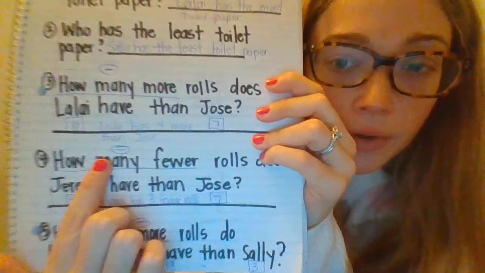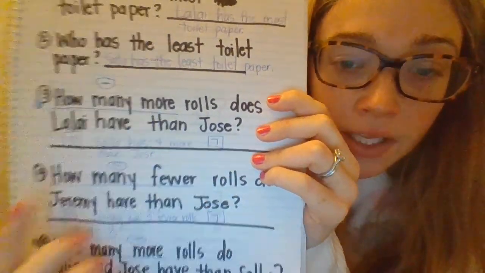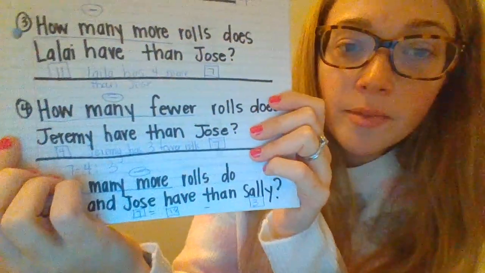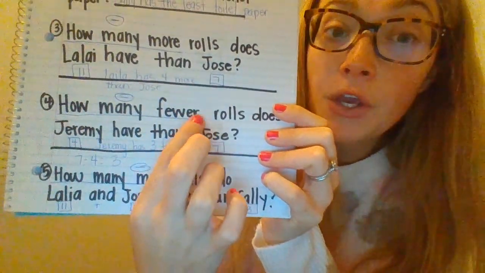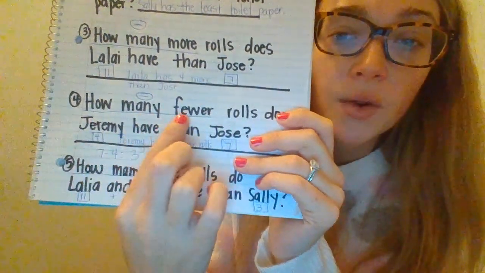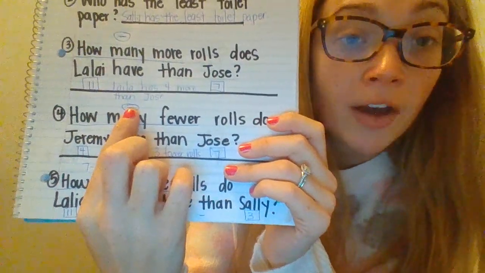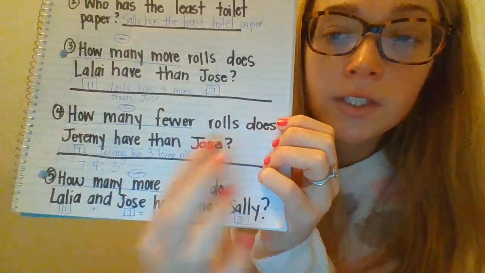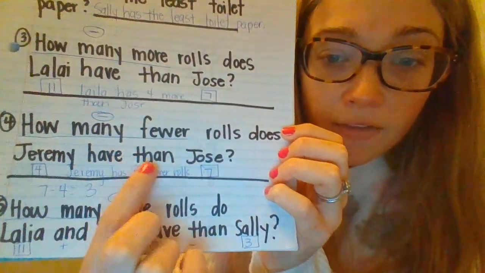Okay, so I went ahead and wrote my complete sentence. Layla has 4 more than Jose. And then down here, number 4, I want you to check your work along with mine, making any corrections that are needed. How many fewer? So I still underline this because I know I'm finding the difference between two categories. So I put my subtraction symbol and circled it so I can remember my final operation will be subtraction. How many fewer rolls does Jeremy, I put a box underneath Jeremy so I could remember Jeremy has 4, have than Jose?